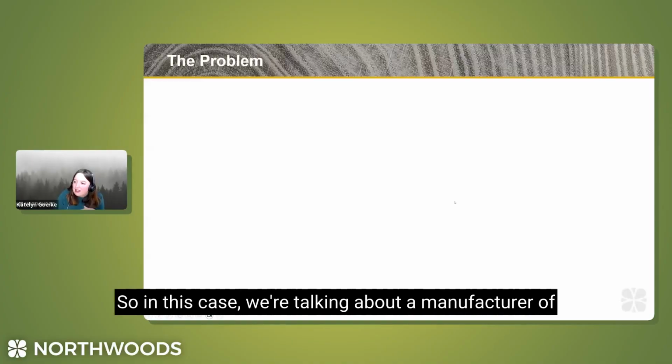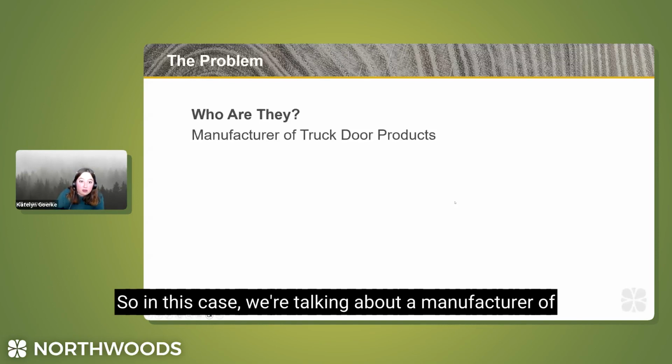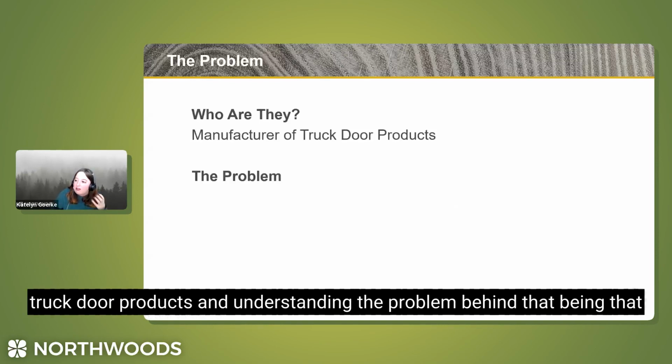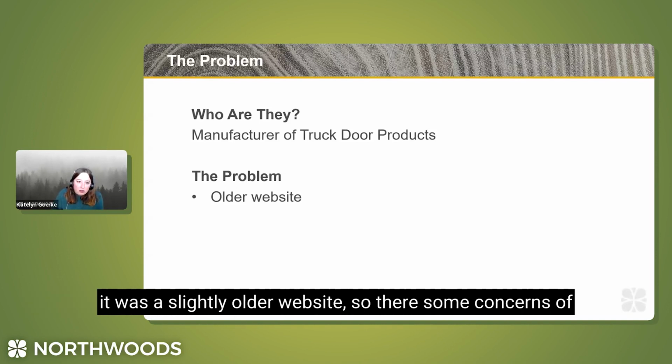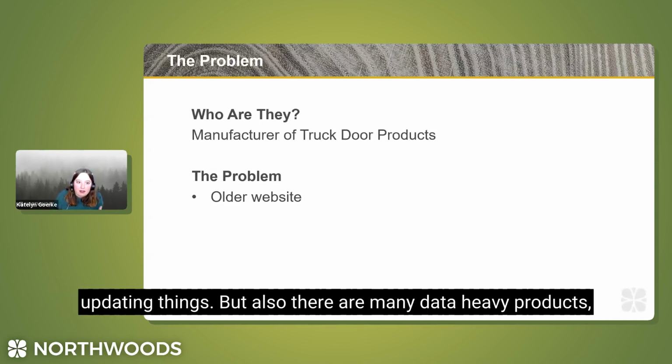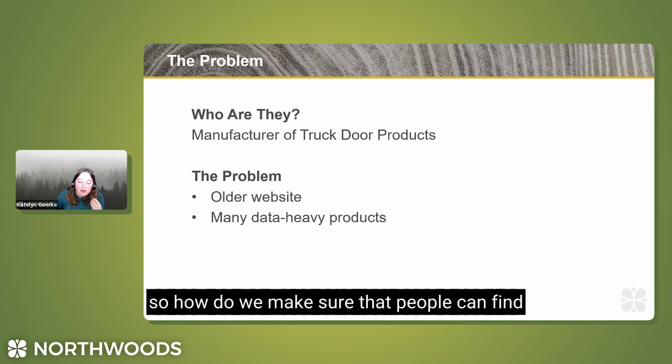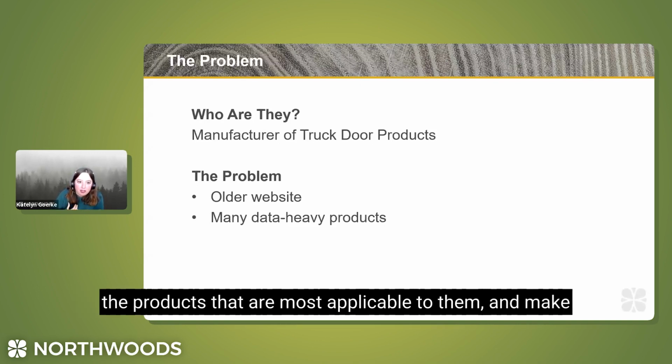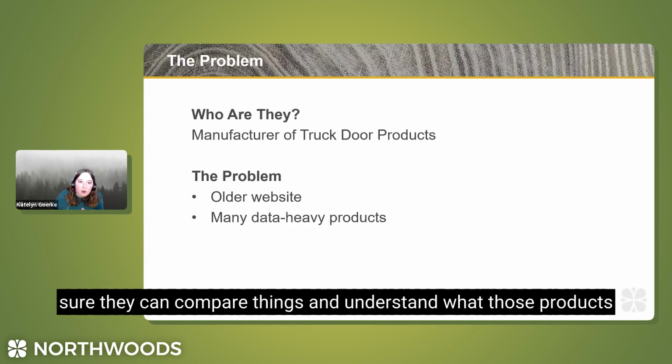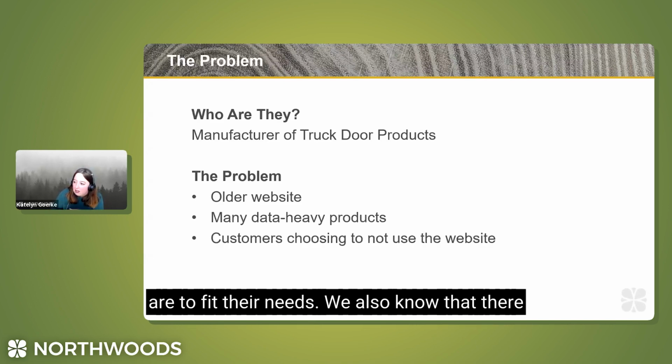So in this case, we're talking about a manufacturer of truck door products, and the problem behind that being that it was a slightly older website, so there are just some concerns of updating things, but also there are many data heavy products. So how do we make sure that people can find the products that are most applicable to them and make sure they can compare things and understand what those products are to fit their needs?